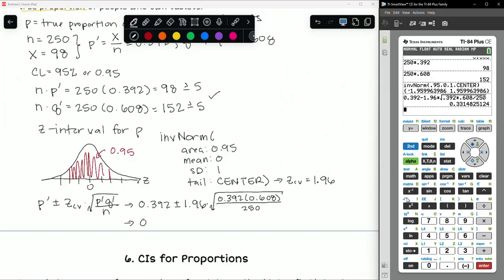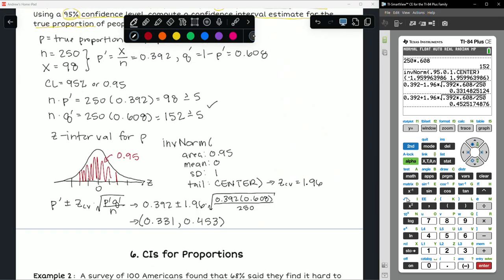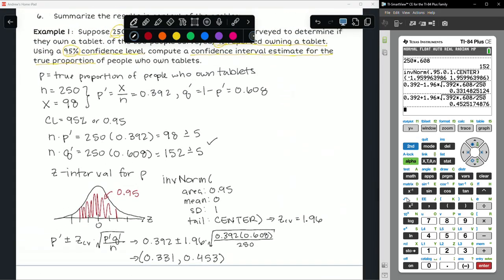And I get 0.331 for the lower end, and 0.453 for the upper end. So looking back up at the top, based on our sample data, we can be 95% confident that the true proportion of people who own tablets is between about 33.1% and 45.3%.